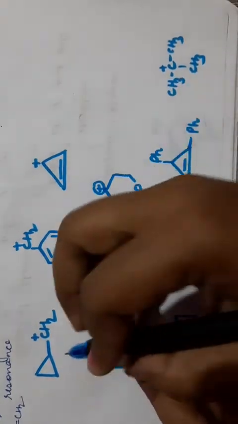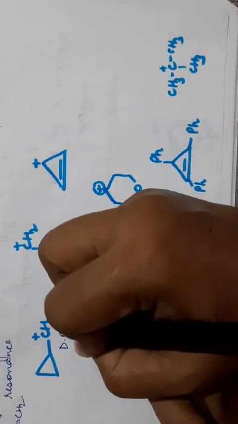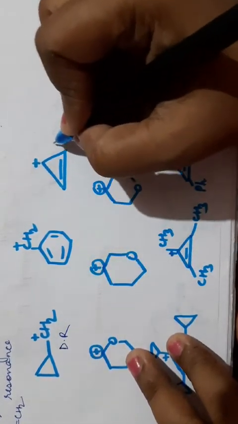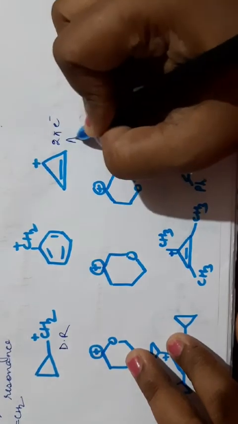Coming to the next one, here it will show dancing resonance. Here it will show simple resonance, but resonance will be there and it is aromatic. 2 pi electrons, it is aromatic in nature.